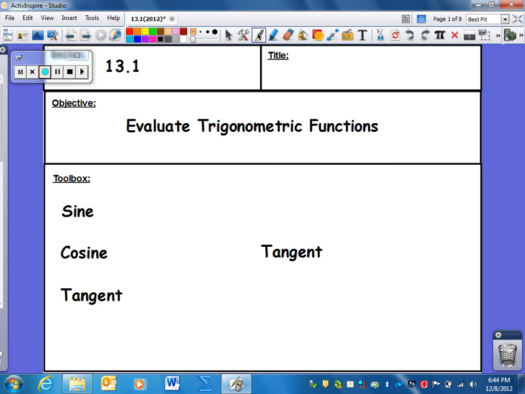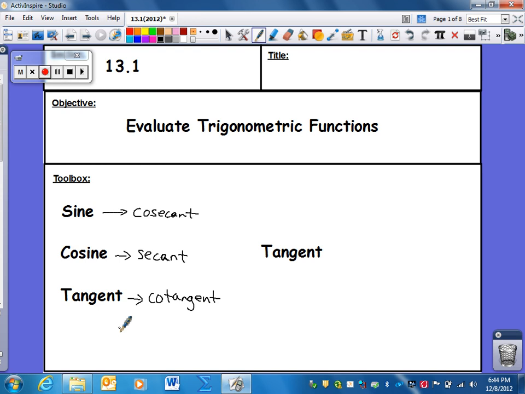Real quick, just to let you know, sine has a partner, and it's cosecant. Cosine has a partner, and it's secant. And tangent is cotangent. The other thing I had you guys write down was tangent off to the side there. So you should have written that a second time.